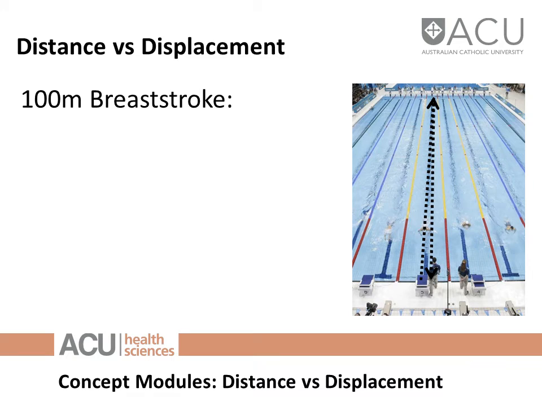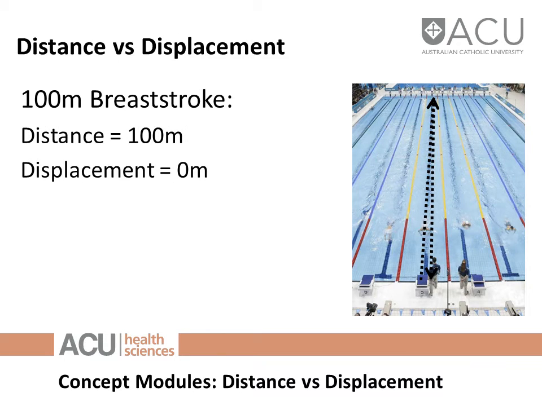However, a swimming pool is 50 meters in length. So the same 100-meter journey in breaststroke in the pool is a straight line up to the end of the pool, but then a straight line back. So our distance is still 100 meters, the total path, but our displacement in this case is actually 0. A straight line between the start and finish is 0 meters.